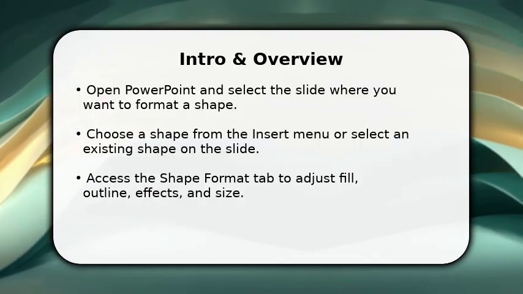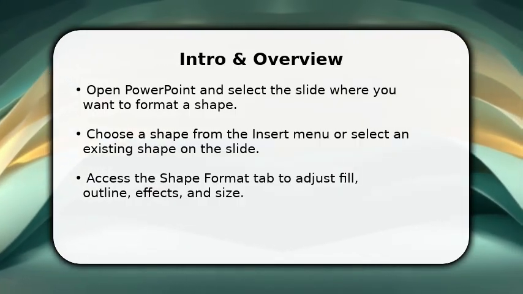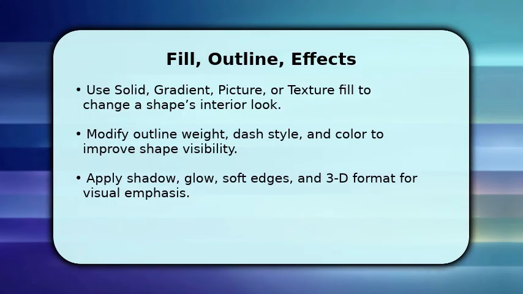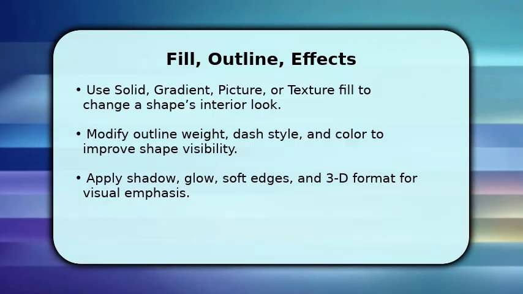I'll walk you through each step so your shapes look polished and consistent. Select a shape and open the Shape Format tab to experiment with fill types and outline styles in a friendly way. Try gradient fills for subtle depth, or use picture fills for branded shapes. Adjust outline weight and dash style to match your design, then add shadow or glow for emphasis.